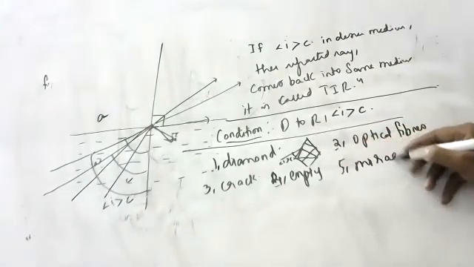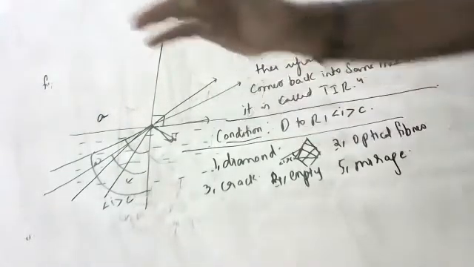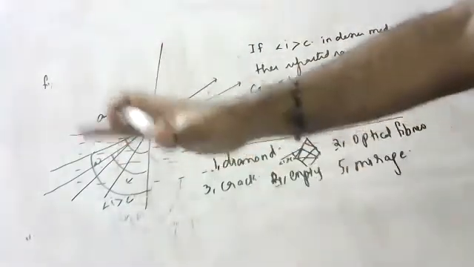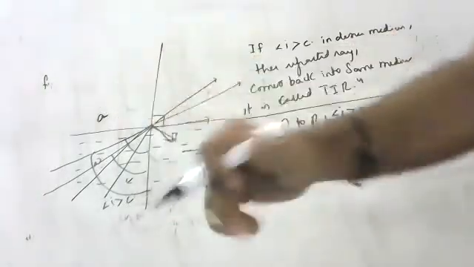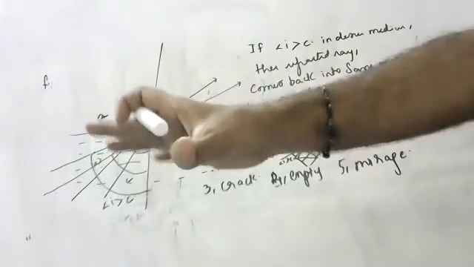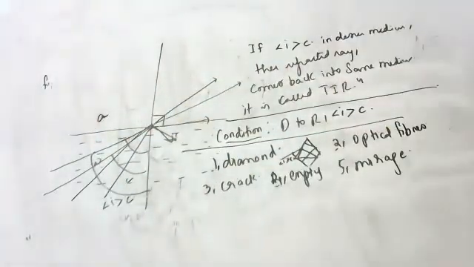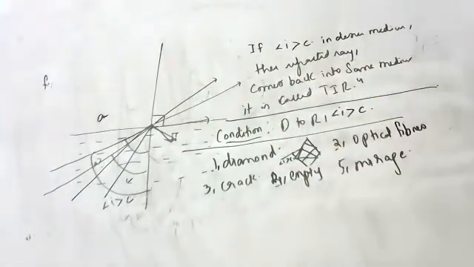Mirage. If you are going on a hot sunny day on a highway, when you are seeing in the distance, you will see on the road there is some water. If you are going in the car on a hot sunny day, you will think there is water. But if you go near, there is no water at the edge. This optical illusion is also mirage. It is also because of total internal reflection. Okay, children, this is total internal reflection.